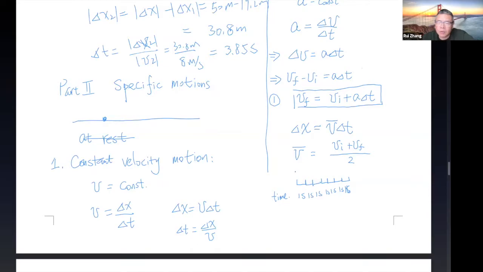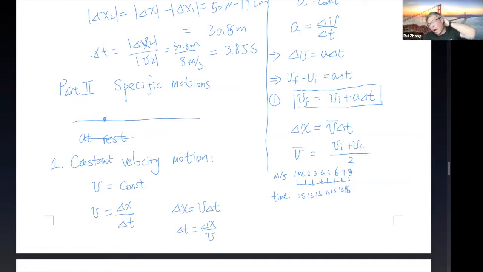If you start from, let's say, 1 meter per second, then it becomes 2, and then 3, and then 4, and then 5, 6, 7, and 8. That'll be one way of changing velocity.